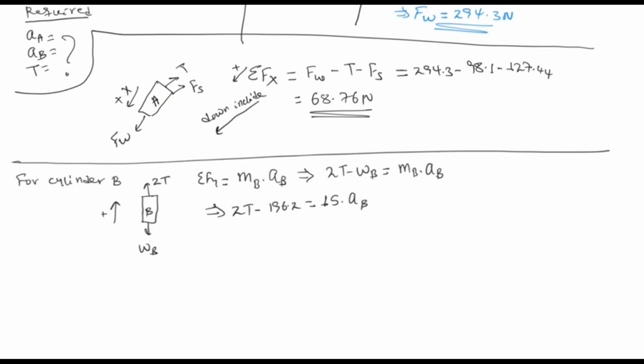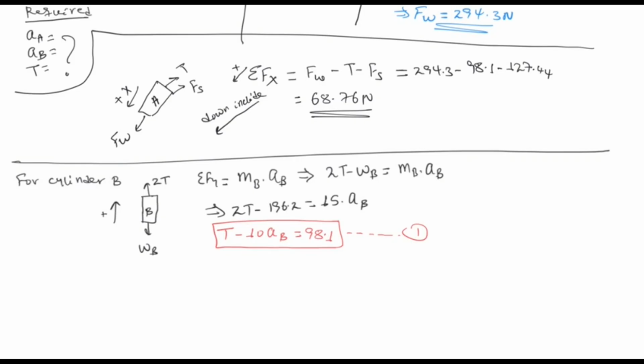In this case, we don't know the tension because the object is under motion. Previously it was at rest, so we evaluated the value of the tension, but now, since the system is moving in the upward direction, the tension will be greater than the previous tension value. If we simplify this, we get T minus 10 times acceleration of B equals 98.1. This is the simplified form of the previous equation. Let's call this equation 1.